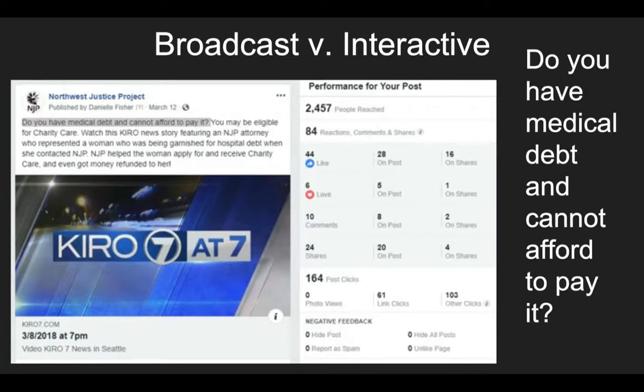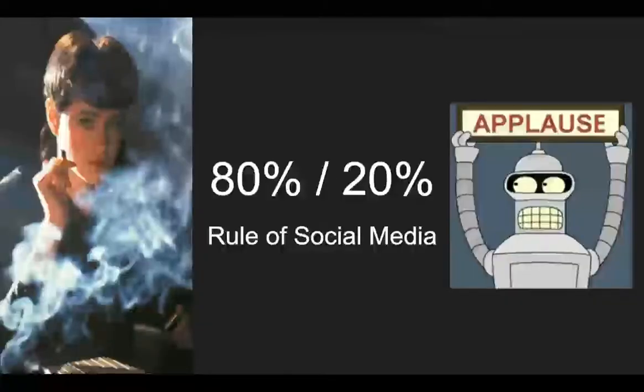This is a post from Northwest Justice Project where we ask the question, do you have medical debt and cannot afford to pay? Our normal posts get maybe 100 individuals interacting in any way, including looking at it. This was over 2,500. That asking that personal question and asking them to engage does so much better than talking at your audience.